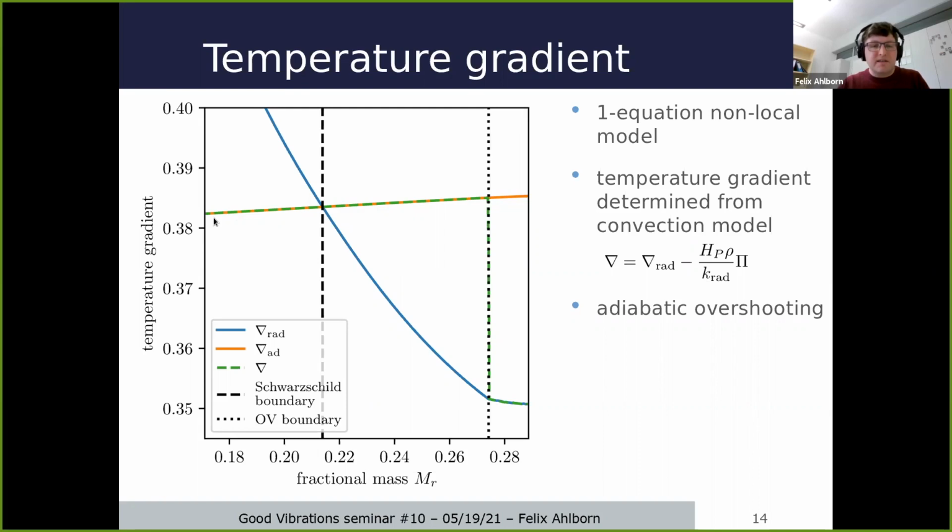And what we find is that within the Schwarzschild boundary, the temperature gradient is nearly adiabatic, but slightly superadiabatic. And then beyond the Schwarzschild boundary, we find that the temperature gradient is still adiabatic, but now slightly subadiabatic. And then as soon as the limit of the overshooting region is reached, which is shown here with the black dotted line, the temperature gradient drops very sharply to the radiative value again.